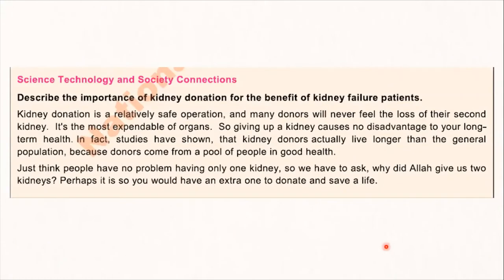So, describe the importance of kidney donation for the benefit of kidney failure patients. Kidney donation is a relatively safe option, and we can actually save a person from the suffering of long-term hemodialysis. Many donors will never feel the loss of their second kidney, and it is quite normal. You only have to go through a surgical process, and after that you will experience a normal life.